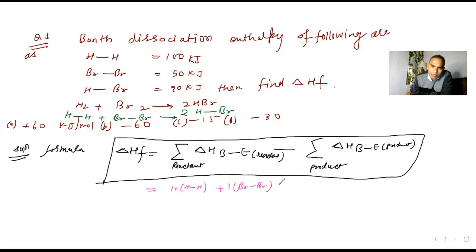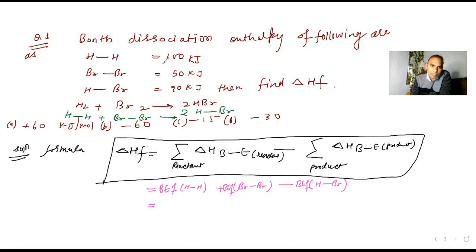Then these are the reactant minus product: 2 into H-Br bond. Yes or no? So you can write 1 into BE. Better we can change it a little bit here, because you should not get confused. So BE of the HH bond, BE of the Br bond, and BE of the HBr bond. How much is the HH bond?